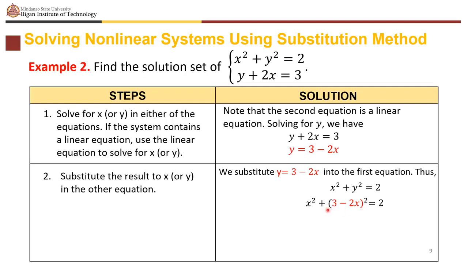Simplifying this further, we will now have 9, minus 2 times 3 times 2, which gives us negative 12x. And negative 2x, the quantity squared, gives us positive 4x squared. So from x squared plus the quantity 3 minus 2x squared equals 2, that will give us x squared plus 9 minus 12x plus 4x squared equals 2.